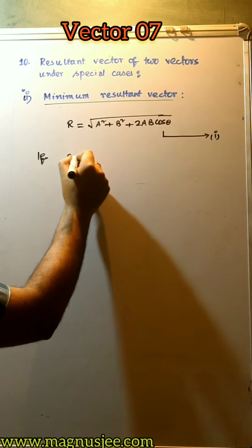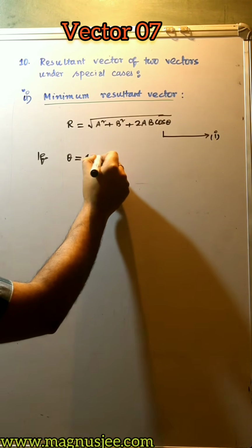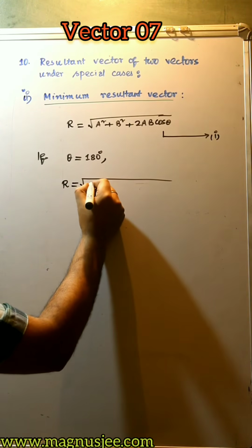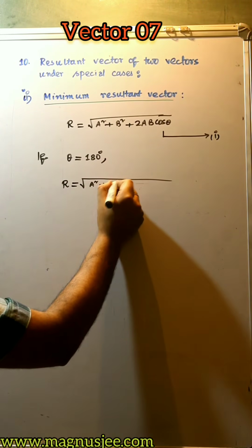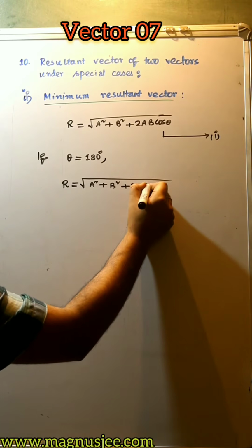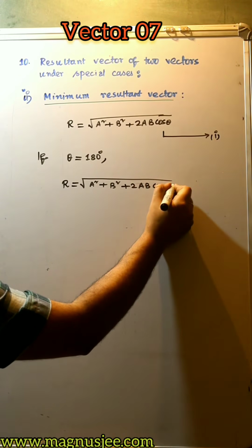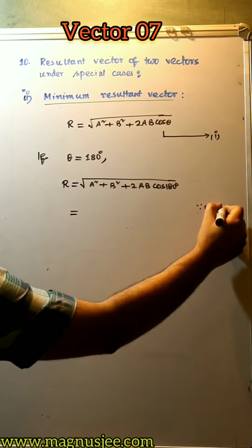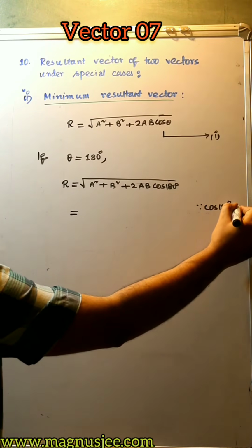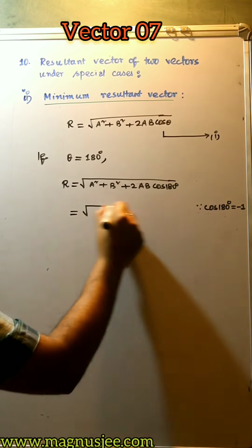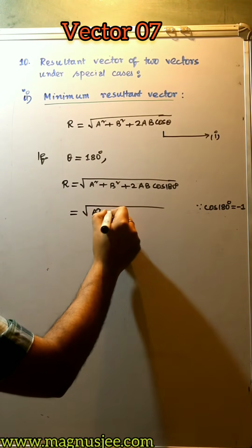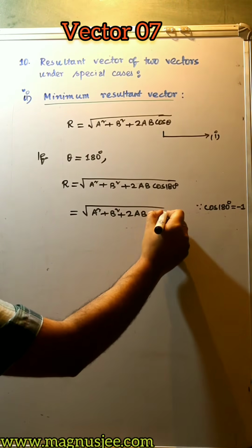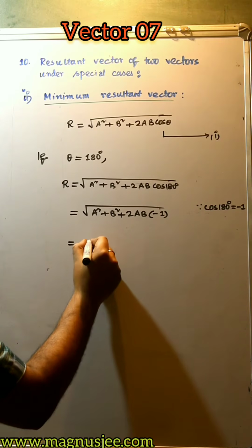If theta equals 180 degrees, then what will be the expression of R? R equals root over A square plus B square plus 2AB cos 180 degrees. Since cos 180 degrees is minus 1, we can write root over A square plus B square plus 2AB times minus 1.